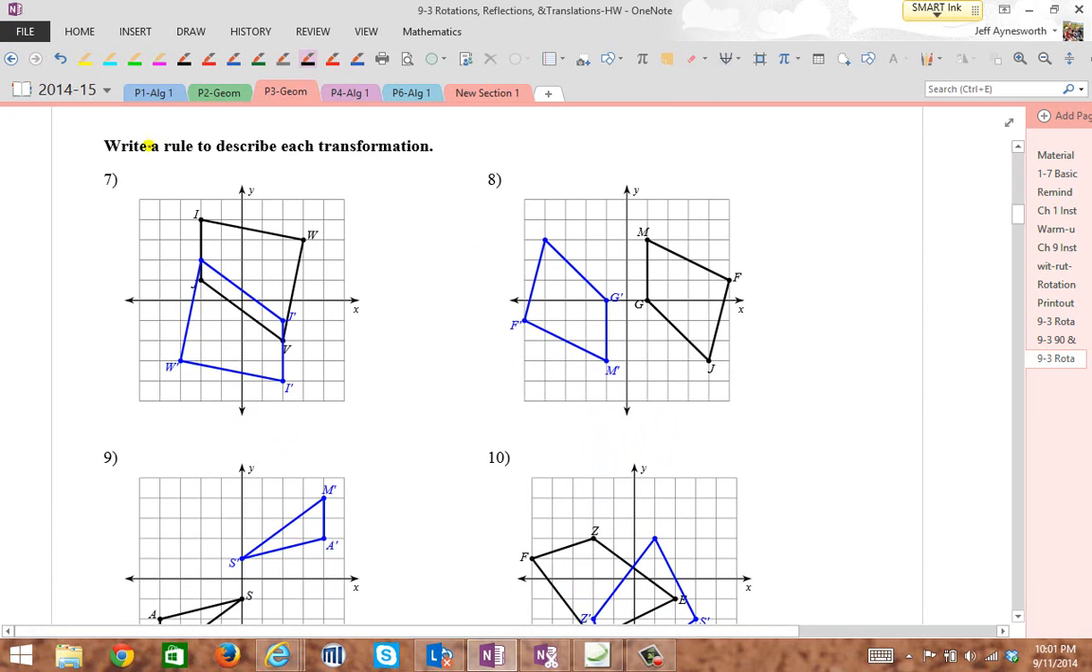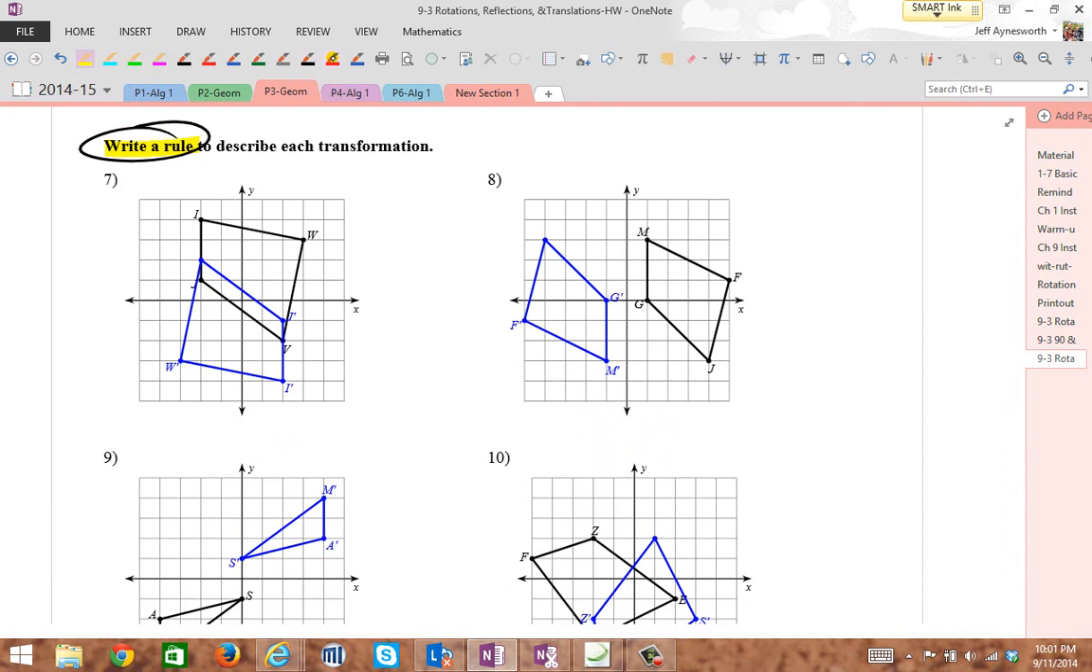All right, number 7. So write a rule. All right, so this is a little bit different, right? They give us the image and the pre-image, and they ask us to write a rule. So let's see here, what's going on? I got W here and W prime here. Let me just focus in on one point. This is W and this is W prime.